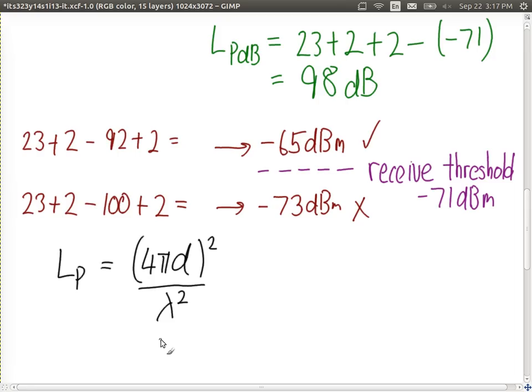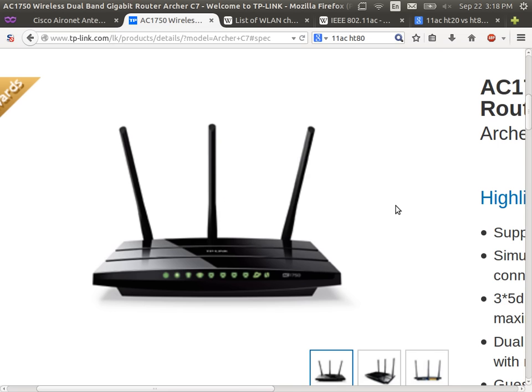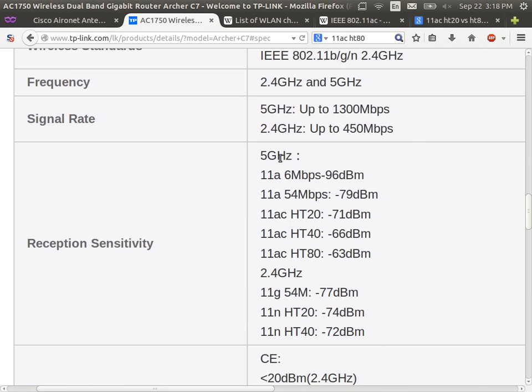We know in our case the path loss has a limit of 98 dB. LP here is not measured in dB, it's in its absolute factor. So we need to convert 98 dB back to the actual factor. We'll do it in a moment, but first, what's our wavelength? Remember, wavelength is the speed of light divided by the frequency. Speed of light is 3 times 10 to the power of 8 meters per second. The frequency, I don't know if I wrote it down, but these devices that we chose use 5 gigahertz. So the frequency of the signal in this example is 5 gigahertz.